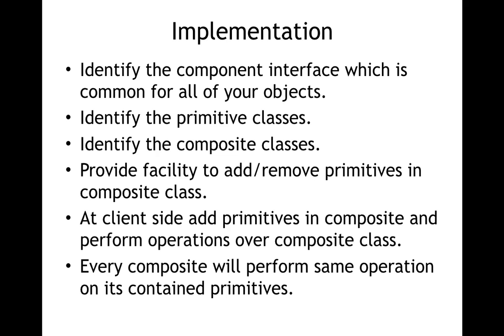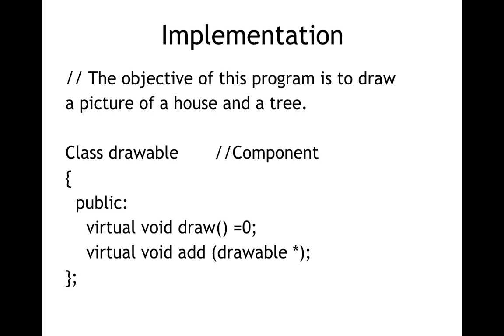So now let's see a simple example. Let's say we want to write a program where we want to draw a picture of a house and a tree. So we define our component interface such that every object is a drawable, and it should provide implementation to draw, and we should also provide the facility to add the drawable object to a particular class. So this would be used mostly by the composite class. So it's not a pure virtual function, whereas draw is a pure virtual function.